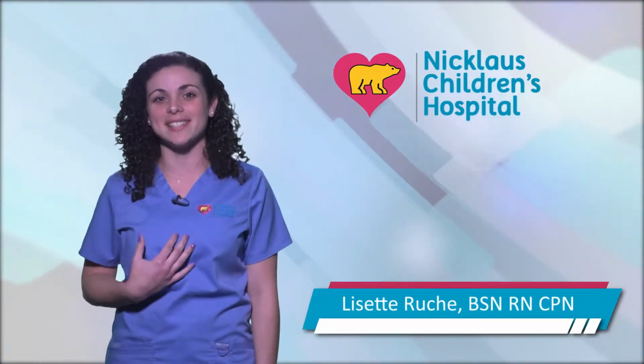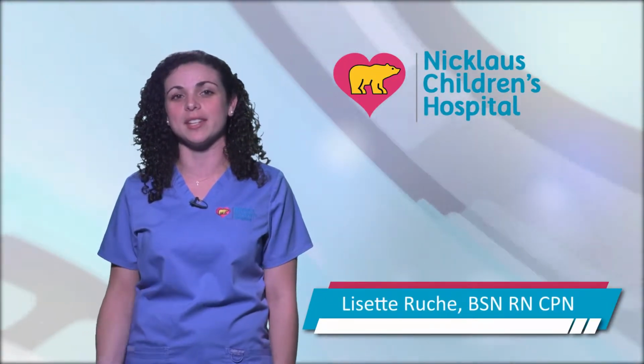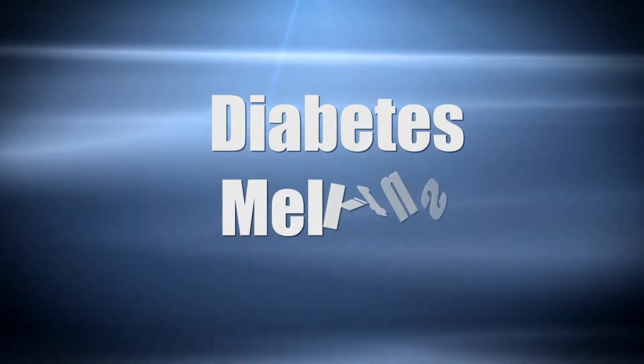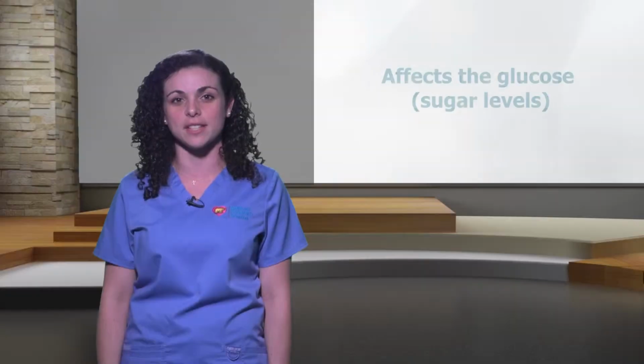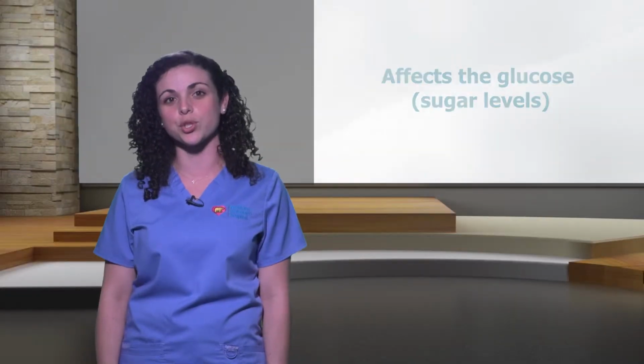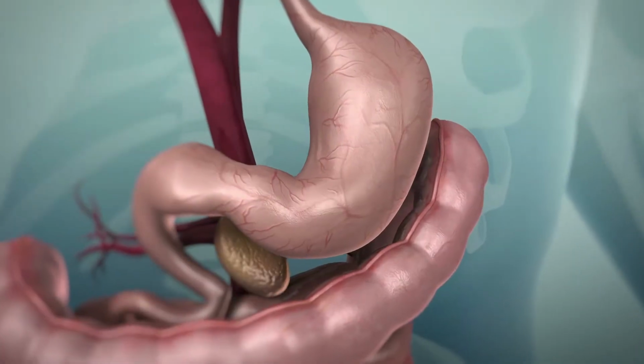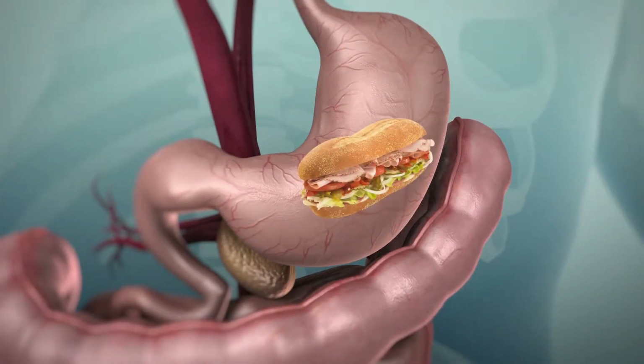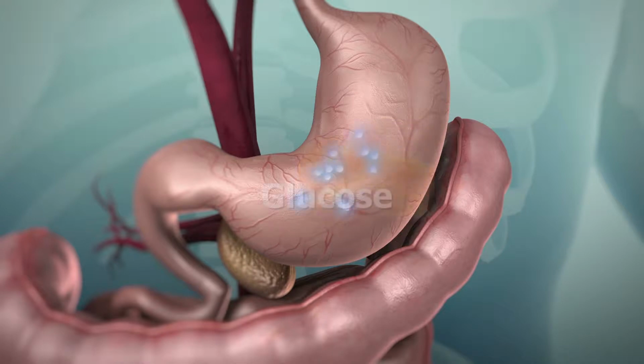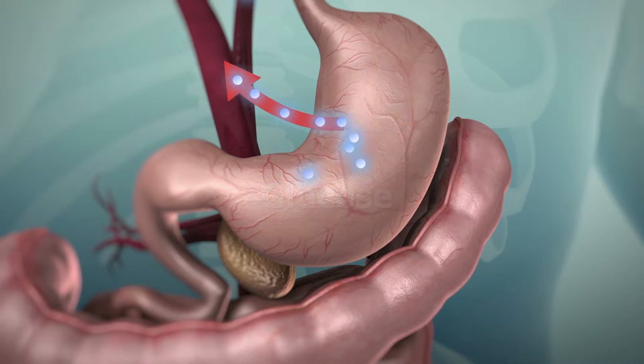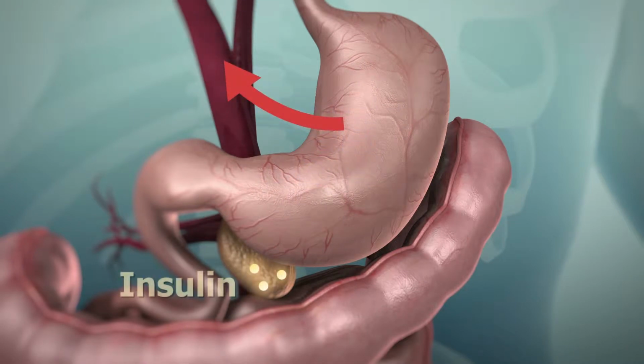My name is Lisette. I will review with you what diabetes is. Diabetes mellitus is a group of disorders affecting the management of glucose or sugar levels in the blood. Glucose comes from the foods that we eat and provides the cells with energy. After the glucose enters your bloodstream, insulin, which is a hormone produced by the pancreas, helps glucose move into the cells. People with diabetes have problems getting glucose in their cells for various reasons.